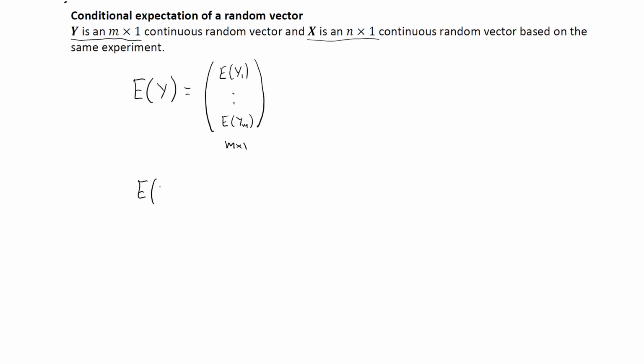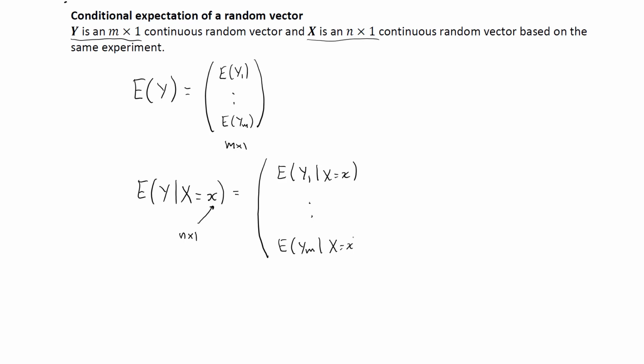Now the conditional expectation of y, given that I know the outcome of each random variable in x. So this is little x. X here is an n by 1 vector of constants. This is defined very similarly. It is defined as the conditional expectation of y1 given x equal to x, down to the expected value of ym given x equal to x. So each of these numbers is a conditional expectation of a random variable conditionally on a random vector. So that goes back then to the previous definition.